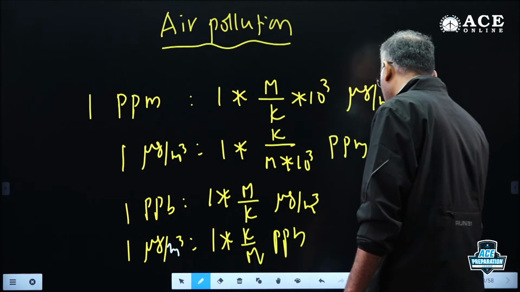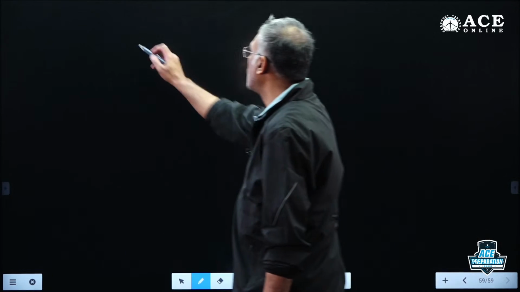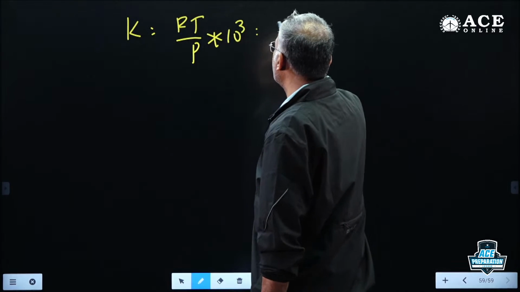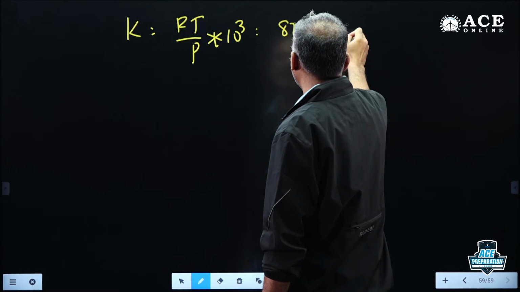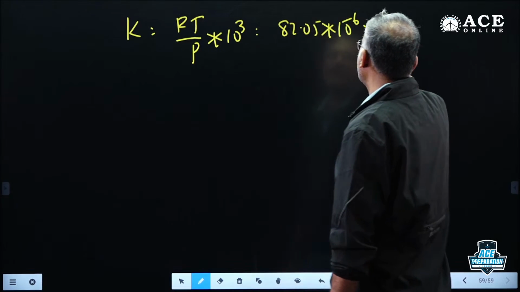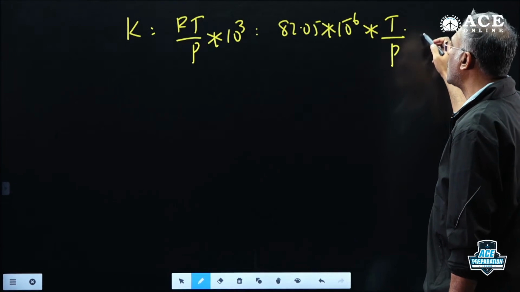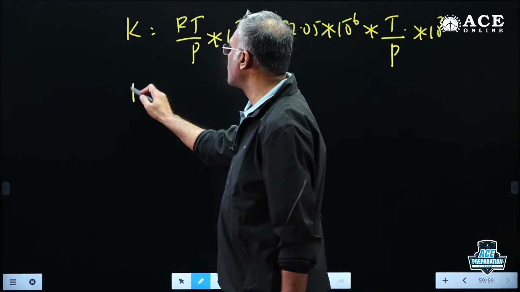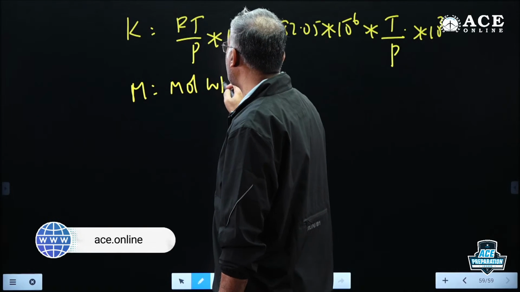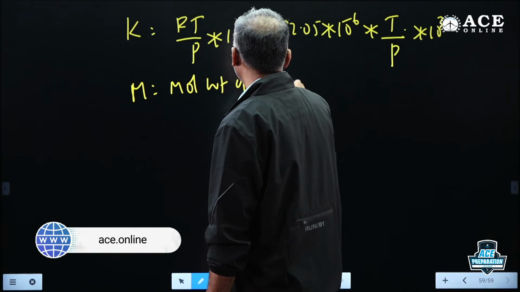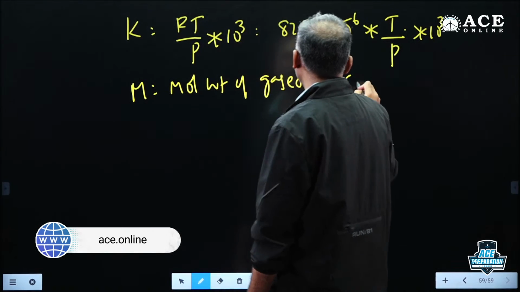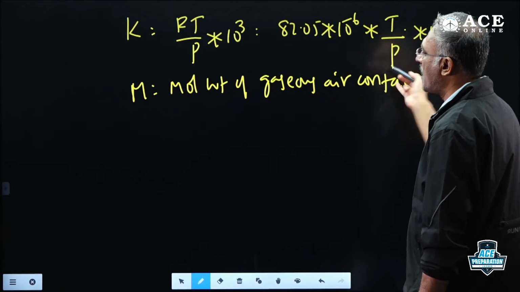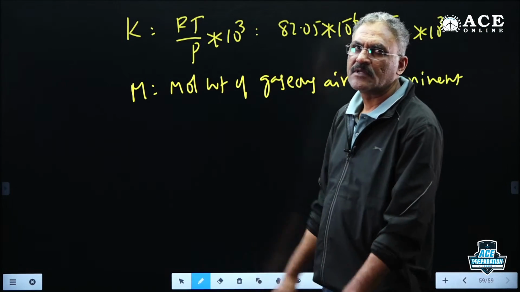Remember this, K is a constant whose value we work out by RT by P into 10 cube, where R is the universal gas constant whose value is 82.05 into 10 power minus 6, T is temperature in degrees Kelvin, and P is pressure in atmosphere into 10 cube. You can work out the K value, and M is the molecular weight of the gaseous air contaminant. Carbon dioxide means molecular weight of carbon dioxide. Nitrogen dioxide means molecular weight of nitrogen dioxide. You have to substitute. That's all.